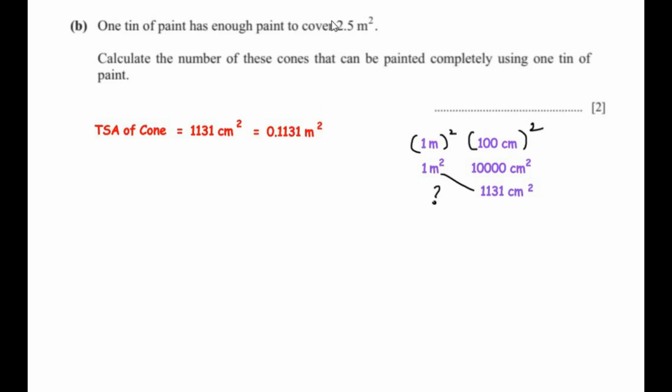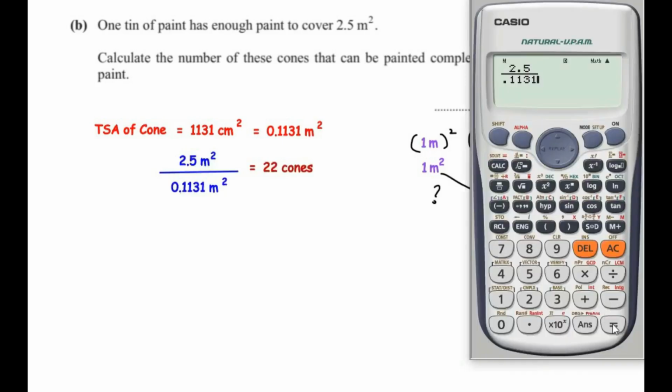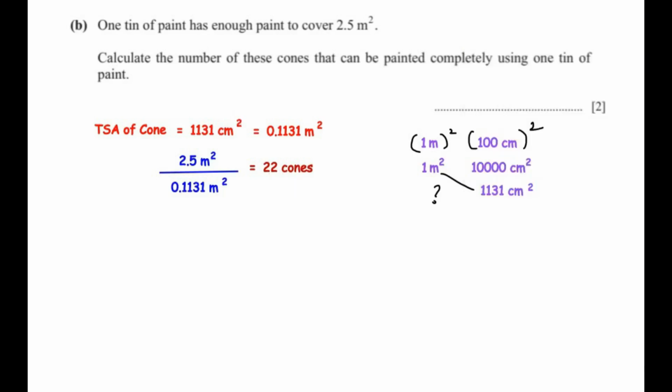Now once we have got the value of total surface area in terms of meters square, we are going to take this total area, that is 2.5, and going to divide it by total surface area of the cone this way. So this is going to give us the value as 22.104 or 22 number of cones. So remember, to find out the number of cones, we take the total area that can be painted over the area of the cone to be painted. That will give us the total number of cones to be painted. We have rounded the value of number of cones over here as 22 cones.